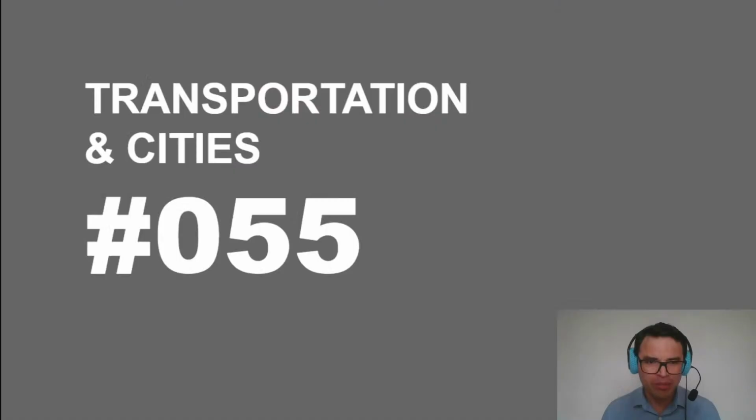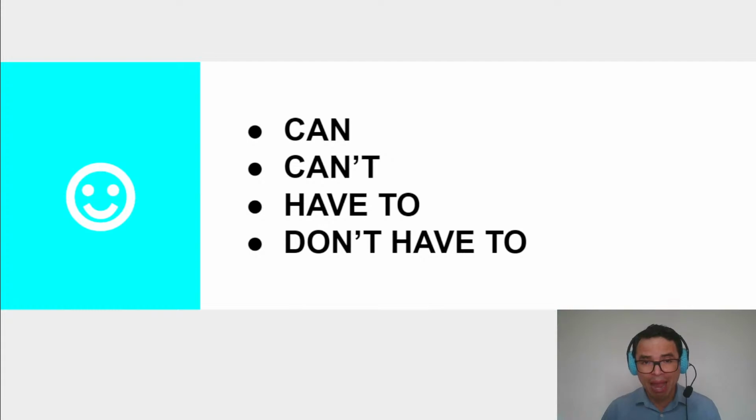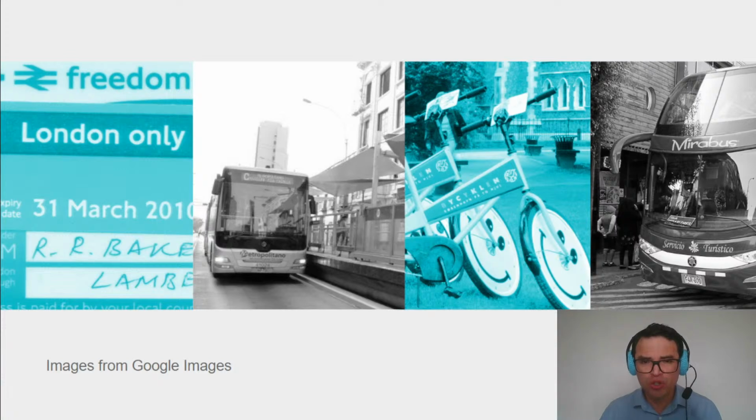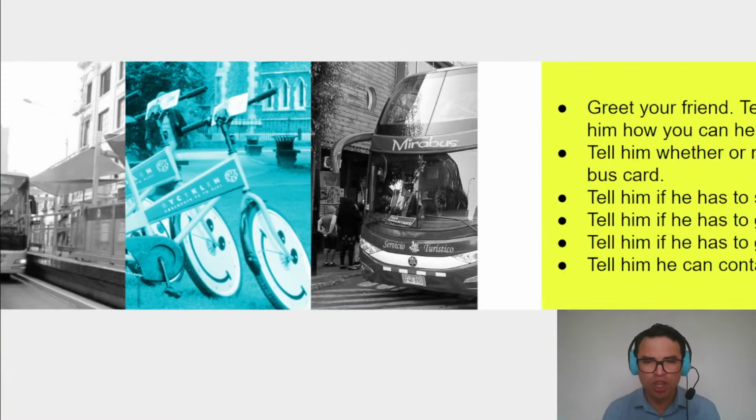That's awesome. So today we're going to talk about transportation and cities. Thank you very much for being connected here today. I really appreciate it. Everything that we're going to cover today is related to transportation and cities. We will review can, can't, have to, don't have to, to talk about things that are necessary and not necessary to do. And we will describe these pictures to talk about what you can do, what you have to do in my city if you use public transportation.